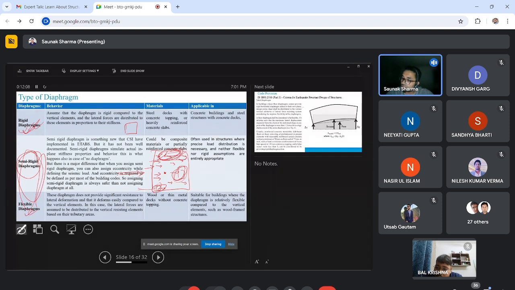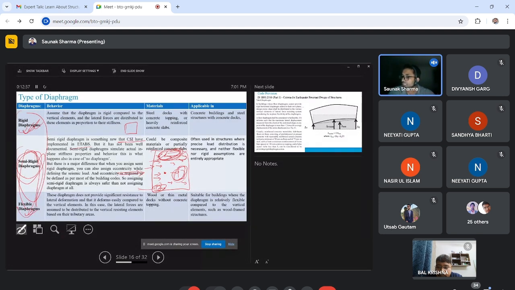Now, what is a semi-rigid diaphragm? We discussed rigid and flexible diaphragms, but what is a semi-rigid diaphragm? The semi-rigid diaphragm is something new that CSI ETABS has introduced. In ETABS, we can apply a rigid diaphragm, we can apply a semi-rigid diaphragm, or not apply anything. We can omit applying the diaphragm.